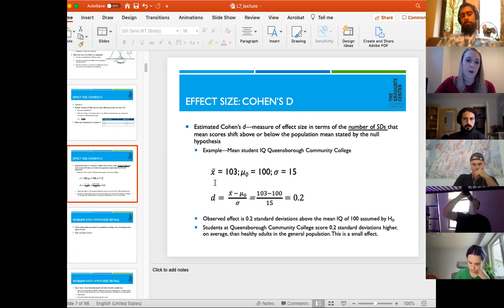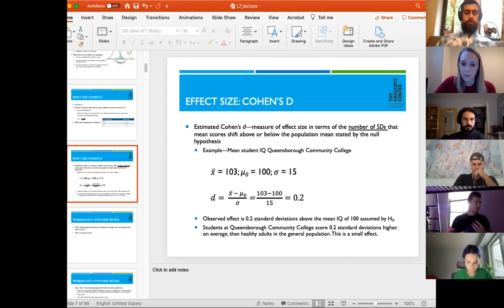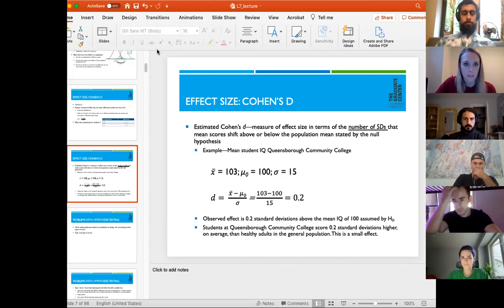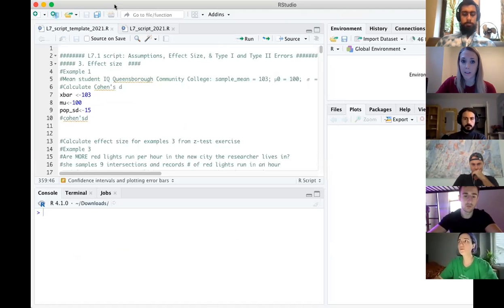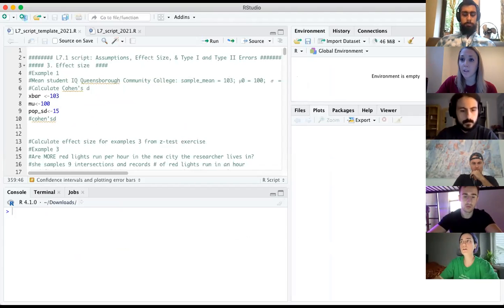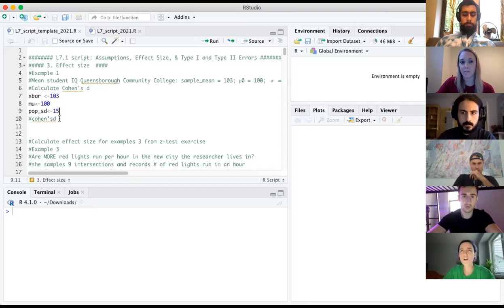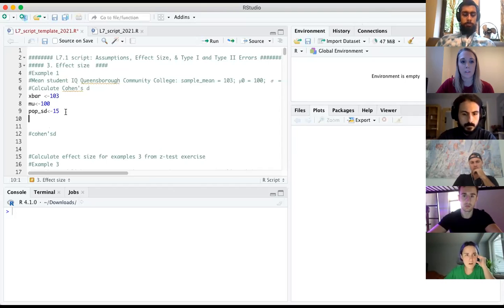Okay, so I'm going to pop into R really quickly and show you how you would do this calculation in R. Hang on, the window has disappeared for some reason. Should we open R as well? Yeah, if you want to go ahead and open the lecture 7 template, you won't have to load anything in for this since we already have these values.